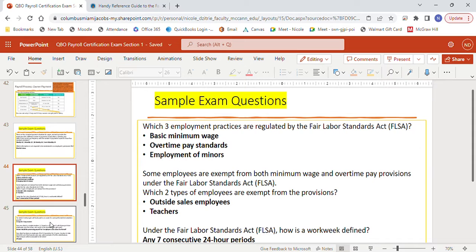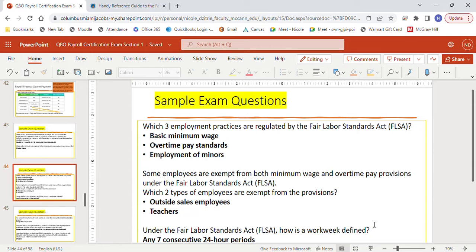They look over basic minimum wage, overtime pay, and employment of minors. Some employees are exempt from both minimum wage and overtime pay. This was that article I showed you. What 2 types of employees out of that list? These were the 2: outside sales employees and teachers. But remember, I showed you that page. Hopefully you took a little notes down. There's more that qualify. There's other questions out there, but these 2 do fall under the exemption: outside sales employees and teachers.